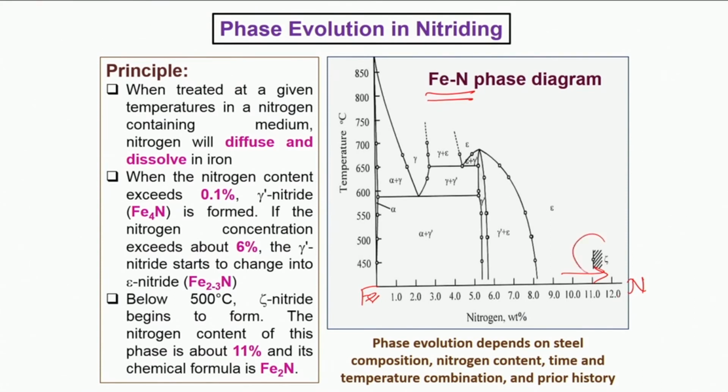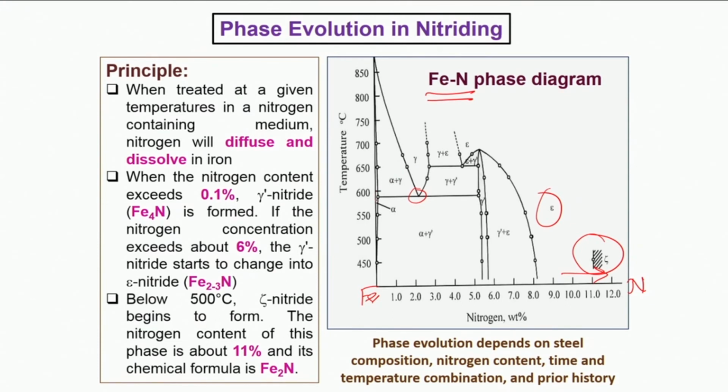And in fact, this particular zeta nitride is so hard and so brittle that you cannot form any other higher nitride beyond this. And the entire phase aggregate beyond about 8% is already a fairly strong nitride, which is epsilon nitride. So we do see a eutectoid transformation here.